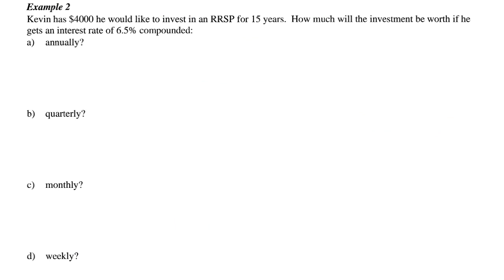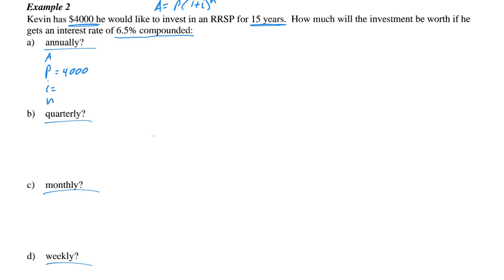All right, so for this problem, we have Kevin. He wants to invest $4,000 for 15 years. How much will it be compounded at 6.5% annually, quarterly, monthly, and then weekly? We can do this really easy. Just write our A, P, I, N for each one of these, and then we just plug into our equation. Now remember, our equation is A equals P(1 plus I)^N, right? The P is always going to be 4,000 for each one of these.